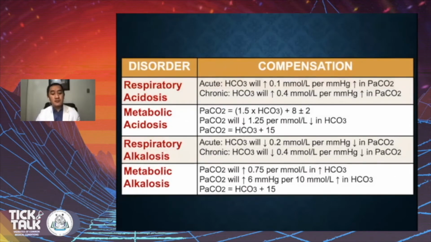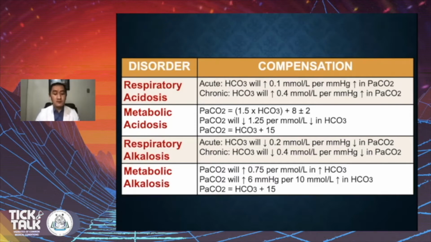This is the table of different disturbances with their corresponding expected compensatory mechanisms. So when we talk about respiratory disorder, there is a corresponding increase or decrease of bicarbonate per millimeter mercury increase or decrease in arterial CO2. The same way, when we are talking about metabolic disorder, there will be an increase or decrease of arterial CO2 per decrease or increase in the level of bicarbonate. If the change is within this range, then a mixed acid-base disturbance is present.